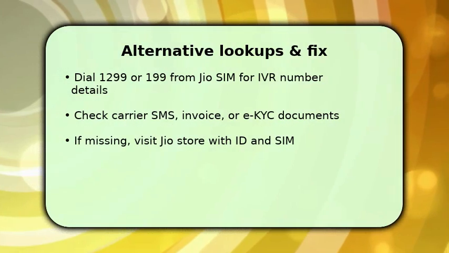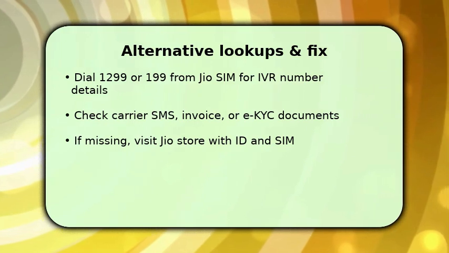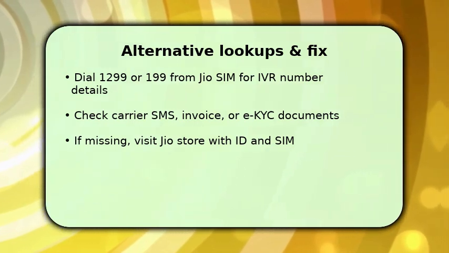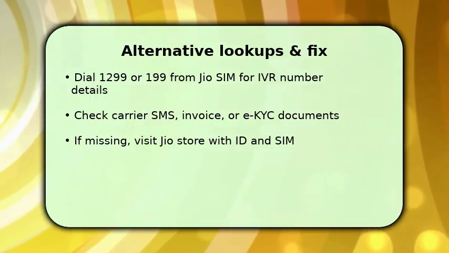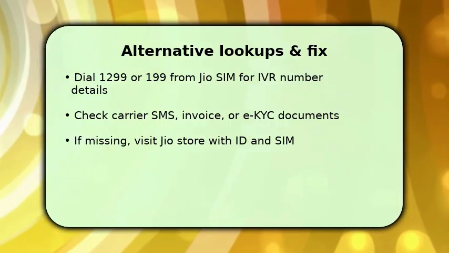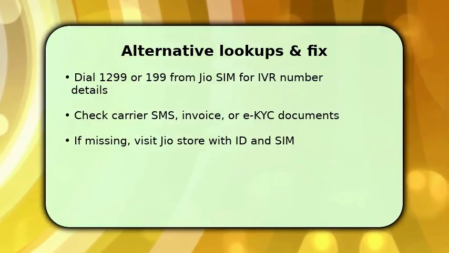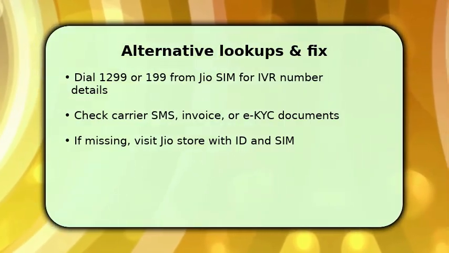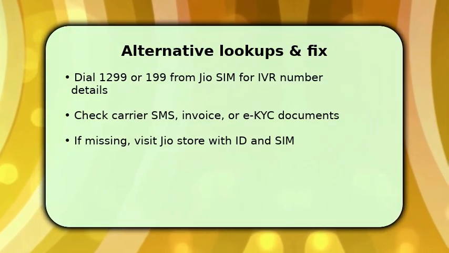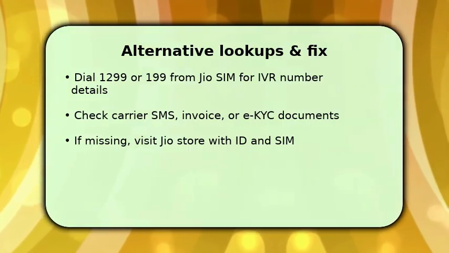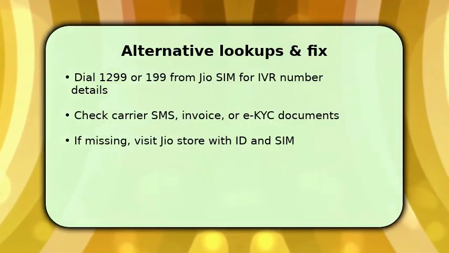To finish, use carrier options if the app or settings fail. You can dial 1299 or 199 from the Geo SIM for IVR assistance that often reads out the number. Listen carefully. Alternatively, check any SMS from Geo, your last bill, or eKYC documents where the number appears. If none work, visit a Geo store with valid ID and the SIM. They can recover or reassign the number. If problems persist, ask for SIM reactivation or replacement as the troubleshooting step.